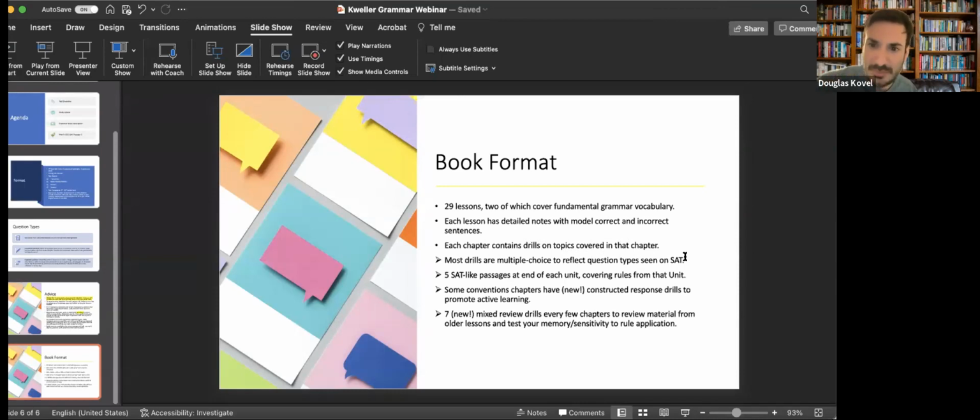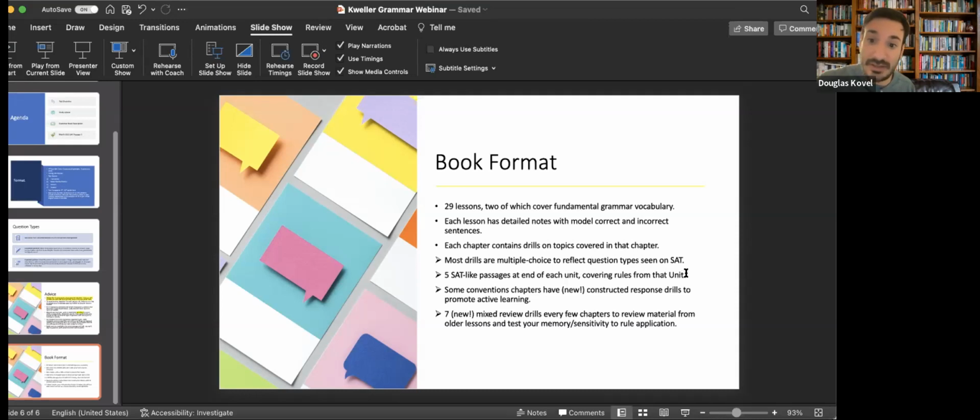But one thing to note is that most of these drills, just for convenience's sake, are not passage based for the most part, because you don't need a whole passage to answer a lot of those questions. So most of the drills are going to be on the sentence level, but depending on the topic, especially in some of those expression chapters, some of the questions might be based on a paragraph or a few paragraphs. So kind of like mini passages. That being said, I do have 5 SAT-like passages in terms of length at the end of each unit, but they only cover the rules from that unit.